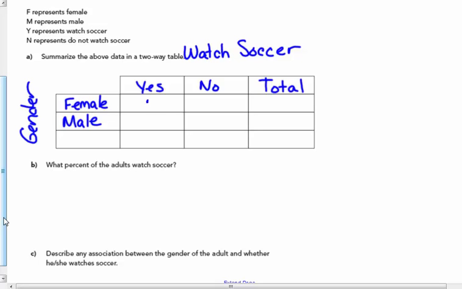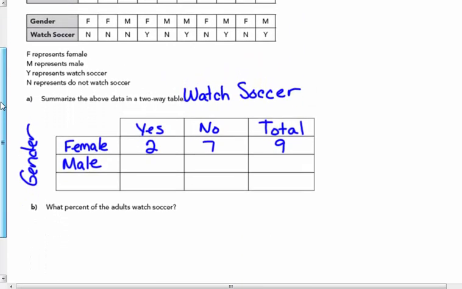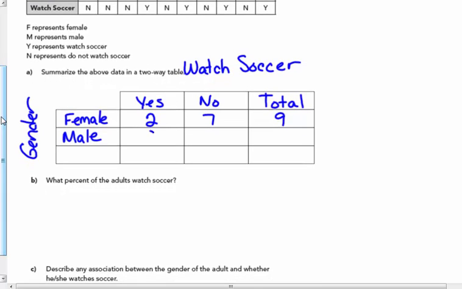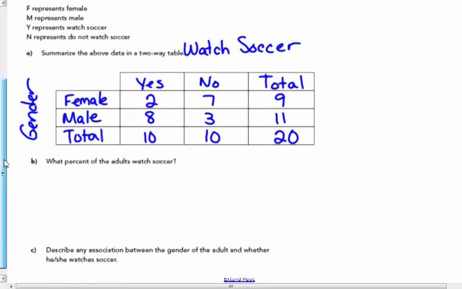Two females said yes, seven females said no, so there were a total of 9 females. For males, there were 8 that said yes and 3 that said no, so a total of 11. There were 20 total people in the survey, so I did calculate correctly. Across the row, 10 people said yes and 10 people said no, a 50-50 split for a total of 20. There were 9 females and 11 males.